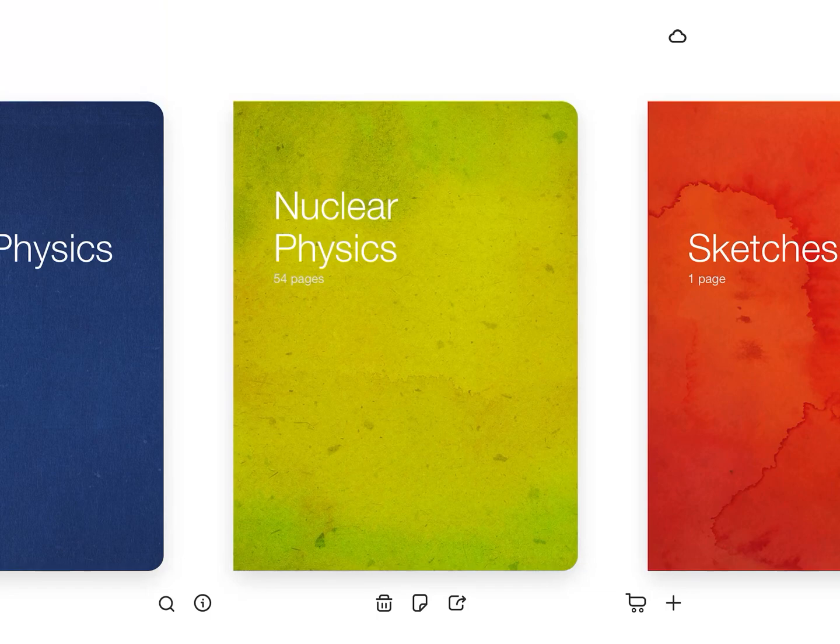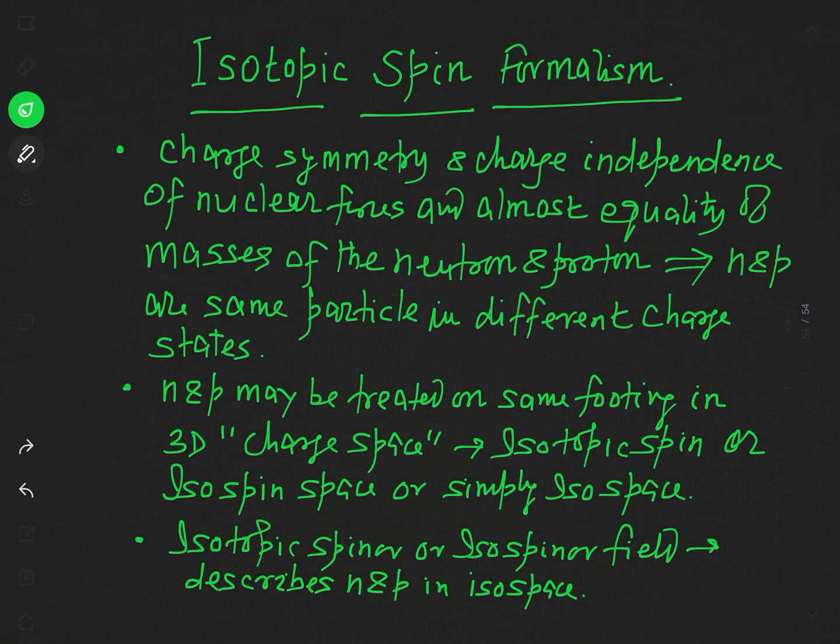In this lecture, we are going to discuss a formalism which is known as isotopic spin formalism. Actually, the charge independence and charge symmetry, and at the same time the almost equality of masses of neutron and proton, these facts actually give suggestion that the neutron and proton are the same particle in two different charge states.